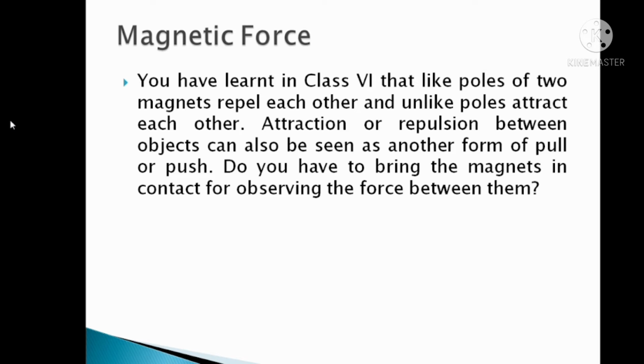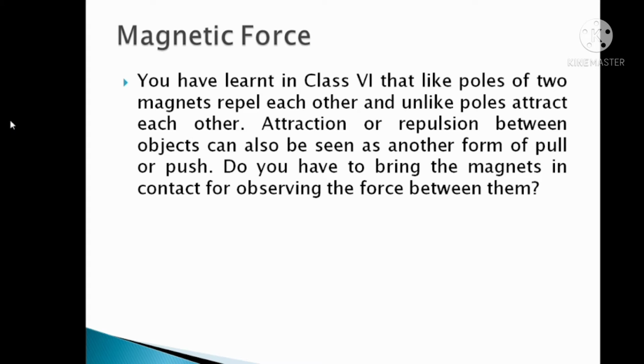We have already learned in class 6 that like poles of two magnets repel each other and unlike poles attract each other. The attraction or repulsion between objects can also be seen as another form of pull or push.